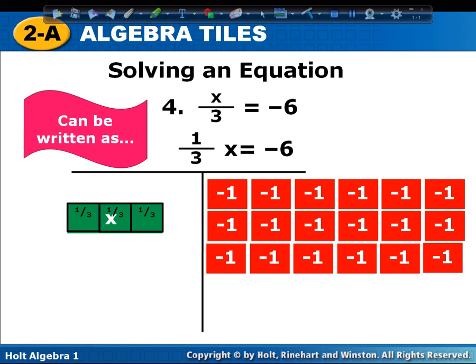So the entire x piece altogether, because I have a third, and a third, and a third, which is 3/3 or the entire x piece, is going to equal negative 18. So our answer here is x equals negative 18. If we plug that back in and we say negative 18 divided by 3, that does actually equal negative 6, so that it can be checked.